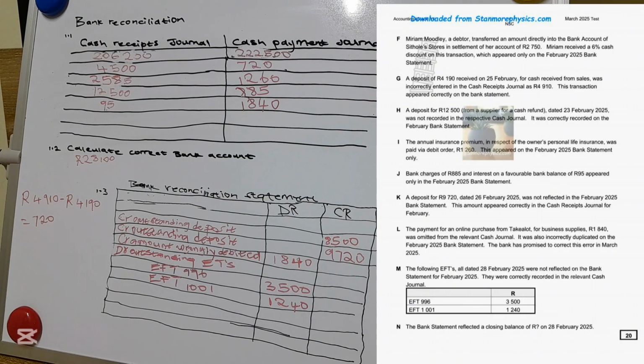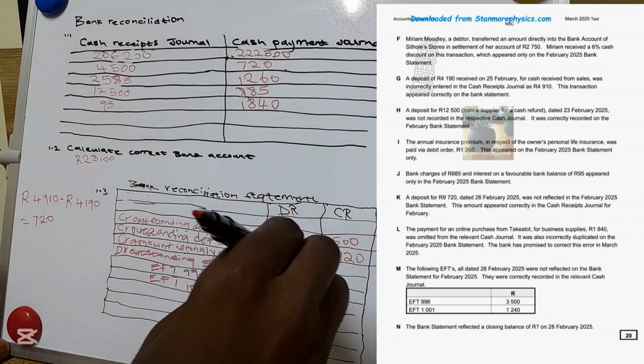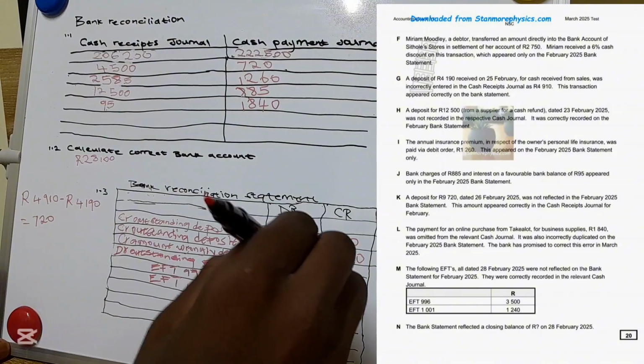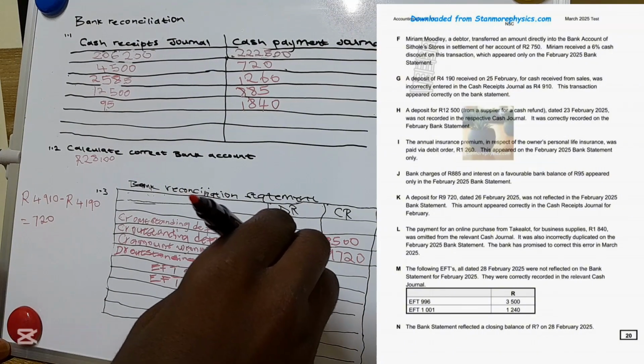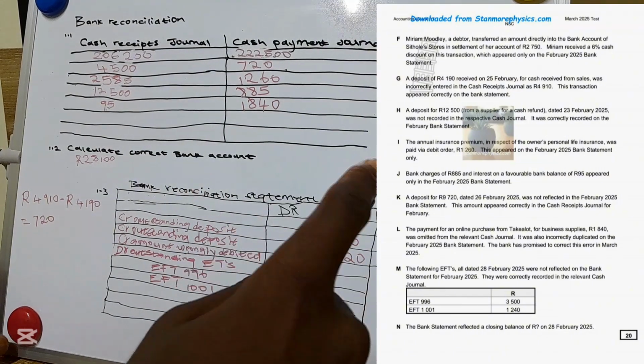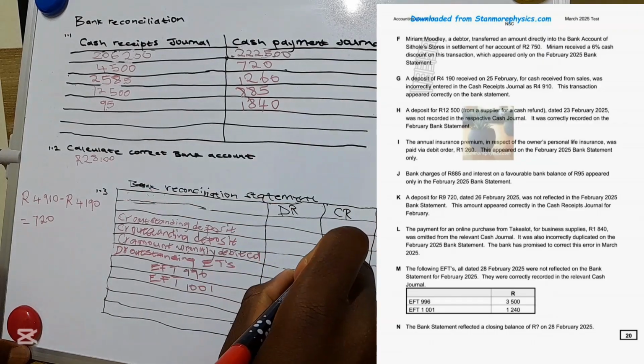So yeah, as I said at the beginning, okay guys, can I correct something? I think I made a mistake on this one. We are supposed to record this one on the credit side, not on the debit. Sorry for the confusion, guys.